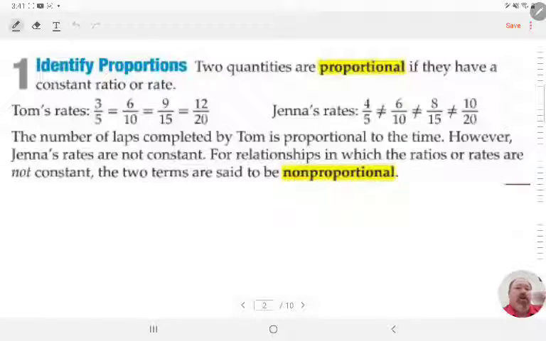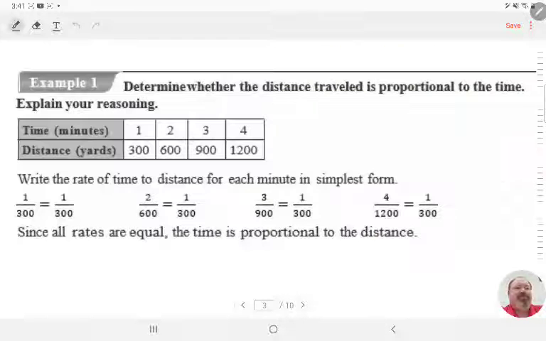And that's what we're talking about, proportions. Two quantities are proportional if they have a constant ratio or rate. So in Tom's case, they're all constant. 3/5, 6/10, 9/15, 12/20 can all be simplified down to 3/5. So it is proportional. Jenna's rates are not. So that is non-proportional. Okay? So when relationships in which ratios or rates are not constant, the two terms are said to be non-proportional.